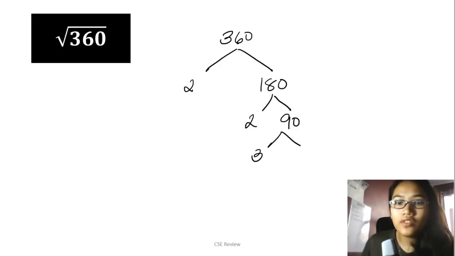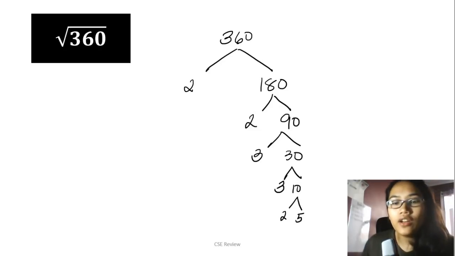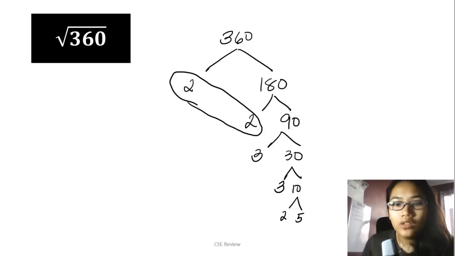90 can become 3 and 30. 30 will be 3 and 10. And then we have 10 as 2 and 5. Ngayon na wala nang pwedeng i-factor, the next step you're going to do is find pairs. So, ang 2, meron siyang kapares. Dalawa ang 2. Dalawa rin ang 3. So, pag may kapares na, ibig sabihin, pwede mo na siyang ilabas dun sa payong.